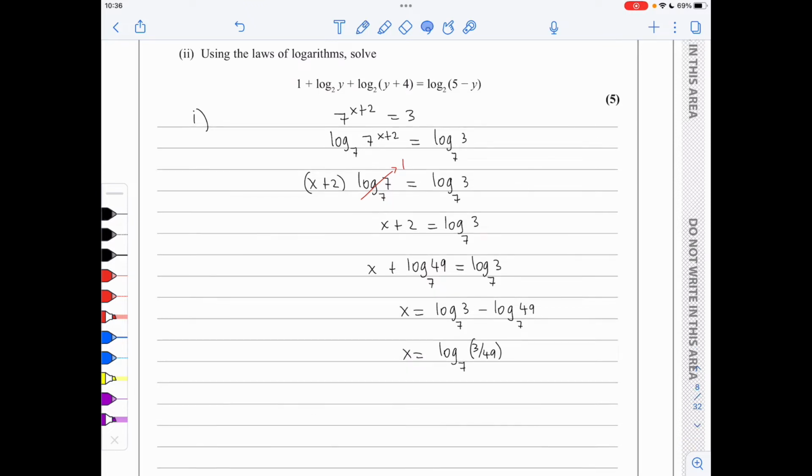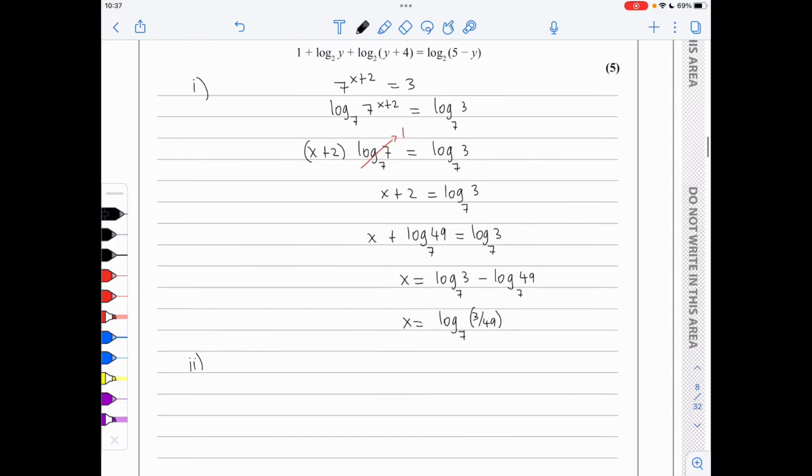In II, we're being asked to use the laws of logarithms in order to solve the equation here, and the idea is to get all the logarithms together and express them as a single logarithm. So we've got 1 plus log of y base 2 plus log of y plus 4 base 2 is equal to log of 5 minus y base 2.